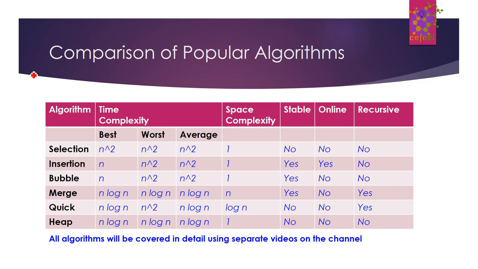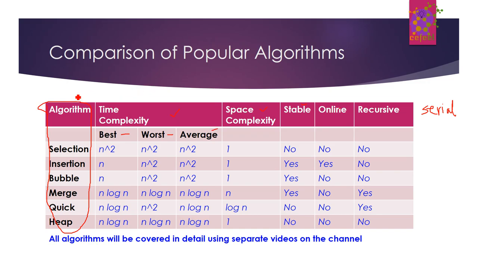On the left side, in the first column, we have the different algorithms that we know, the 6 important algorithms: selection sort, insertion sort, bubble sort, merge sort, quick sort, and heap sort. Then the next columns I have added based on the criteria that we have discussed just now. I have deliberately removed the criteria of serial versus parallel, because I already told that we'll only cover the serial algorithms in this video. So we have time complexity, space complexity, stableness, online and recursive. And within time complexity, we have three subparts: best case, worst case, and average case.